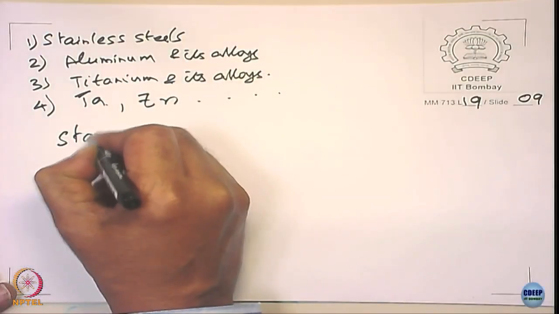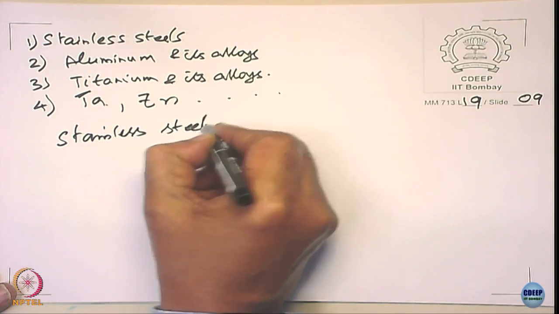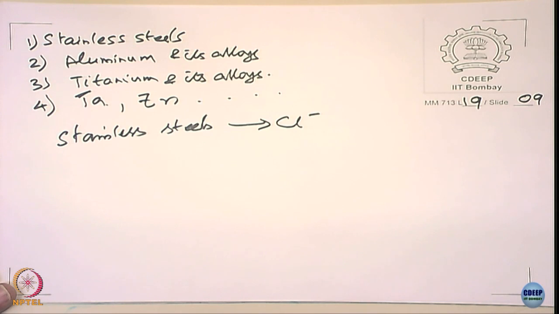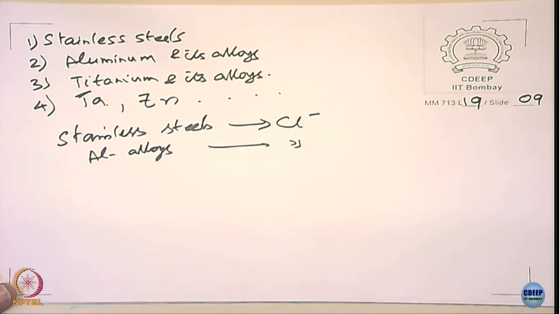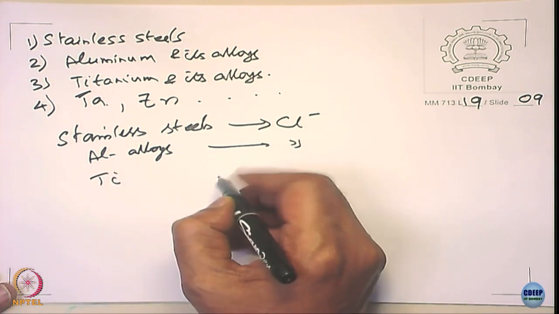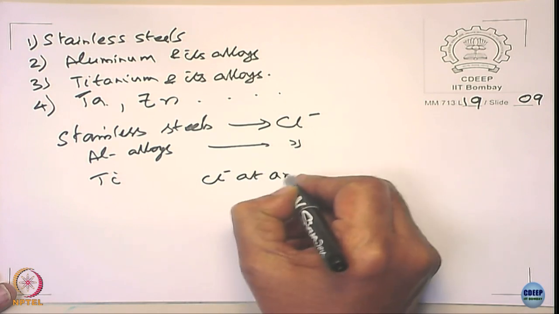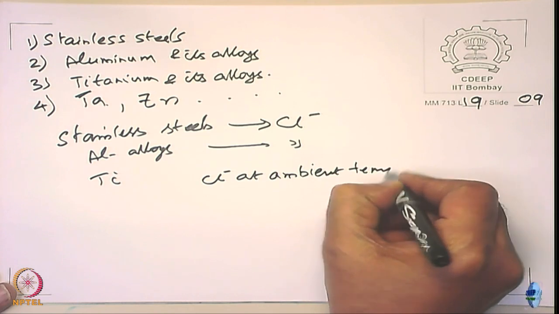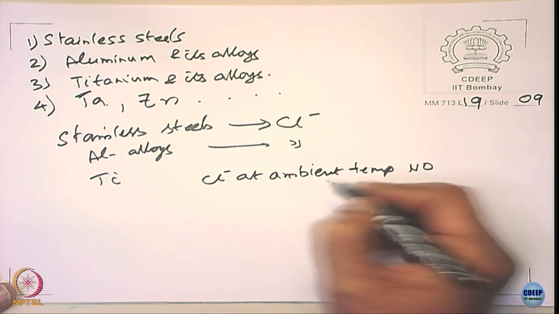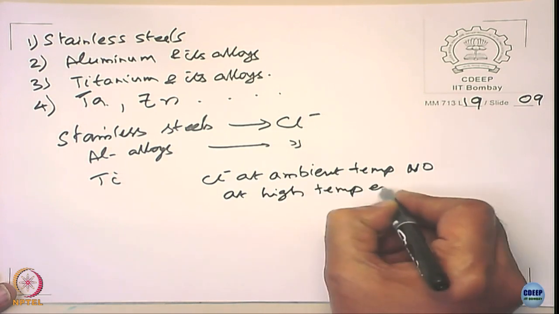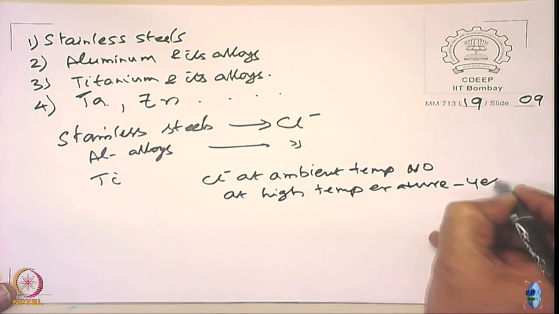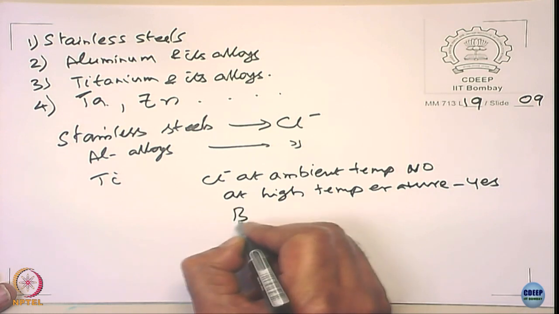Now, all of them can undergo pitting, okay. For example, stainless steels pit in chloride media, so does aluminum. Titanium in chlorides at ambient temperatures, no. At high temperatures, yes. But you can have, for example, bromide, which can pit it.